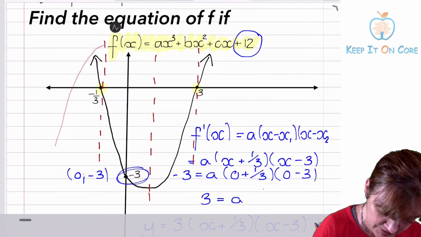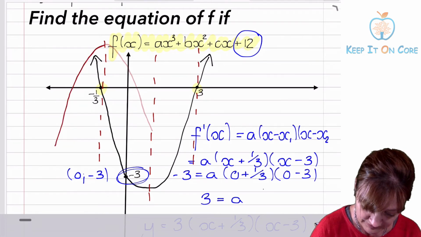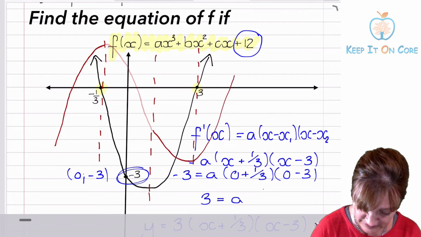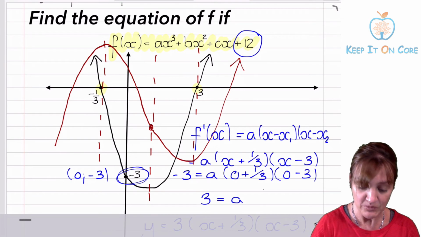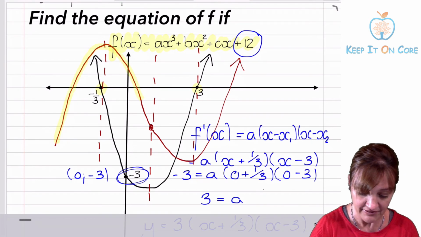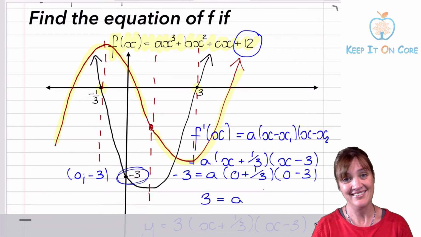It's going to increase up to there. It's going to turn and come back down. It's then going to turn at this point and it will increase again. And that point there being your point of inflection is where the graph went from being concave down to becoming concave up. All right, there we go.